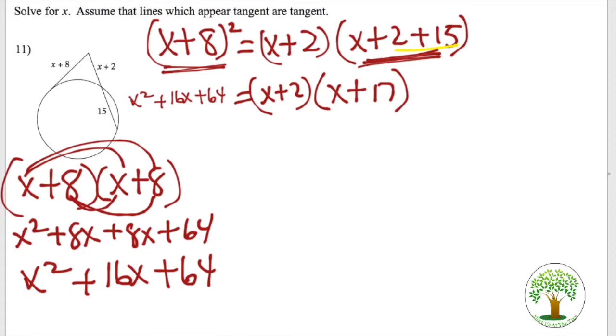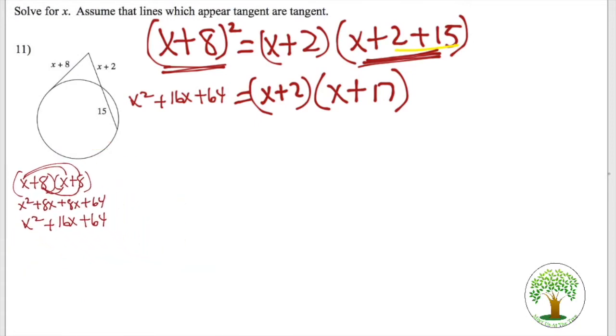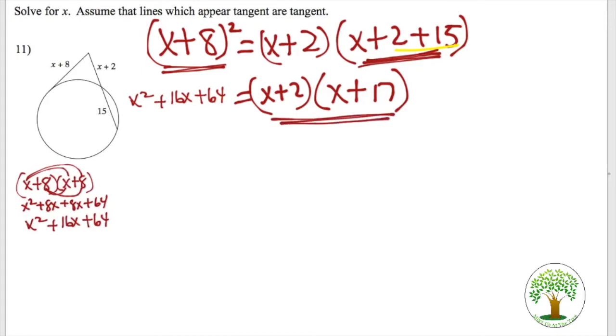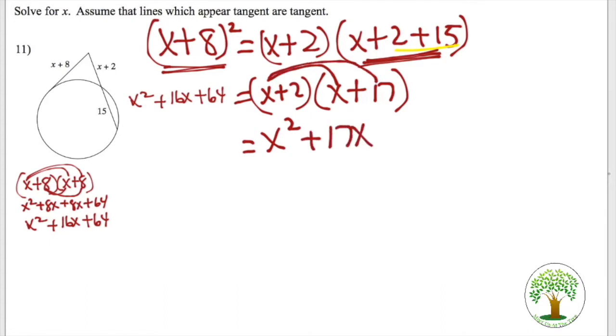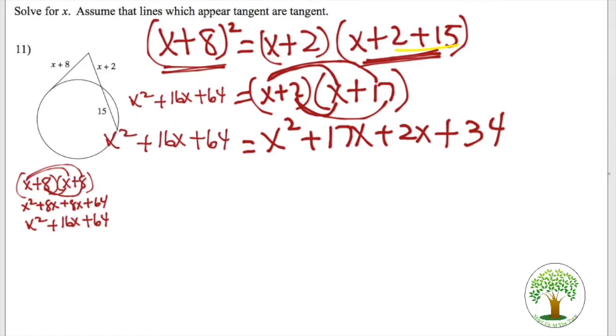I'm going to actually make this a little bit smaller so that it doesn't take up so much room. All right, here we go. We need to multiply this out. I will have x squared plus 17x plus 2x, and 17 times 2 is going to be 34. And then I'm going to bring this thing down right there.